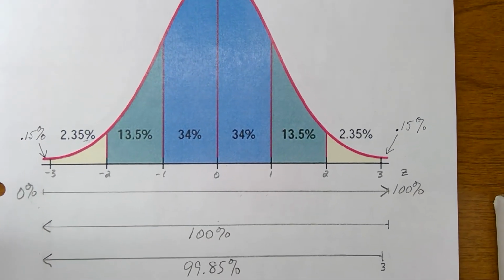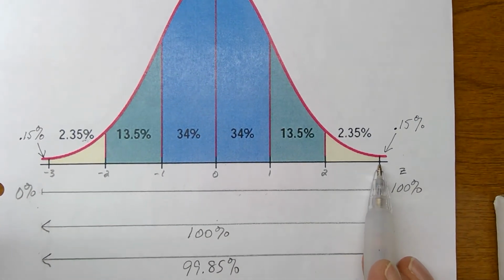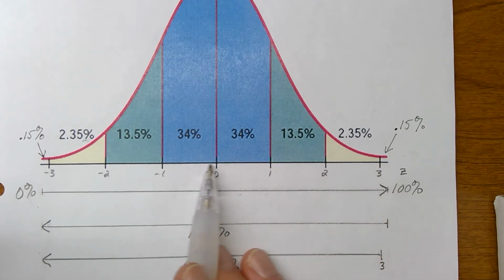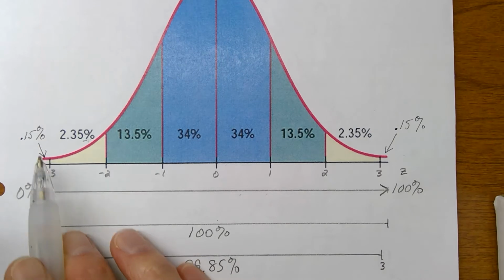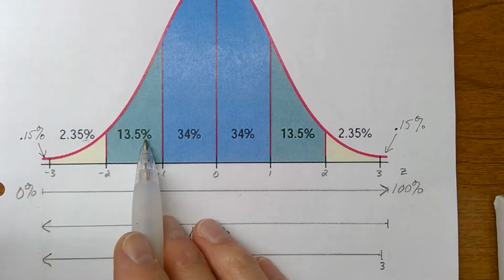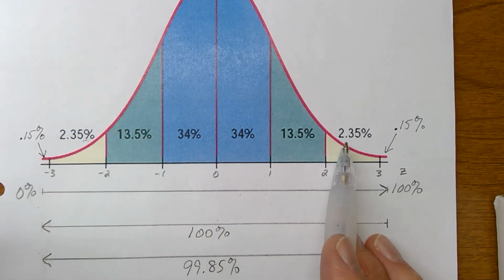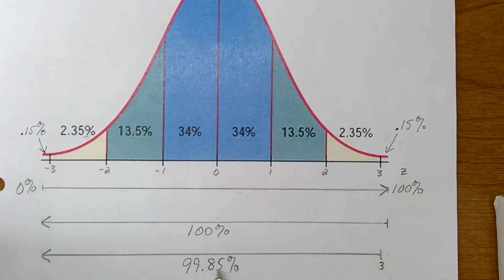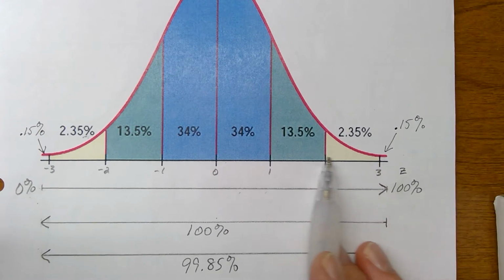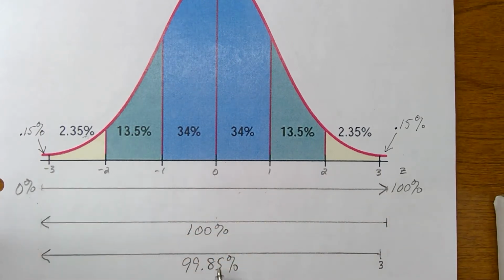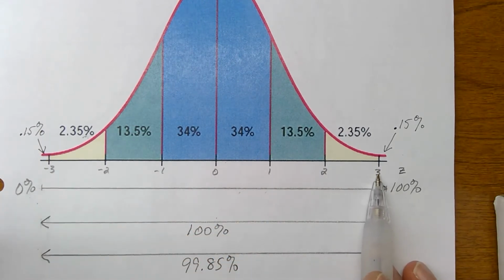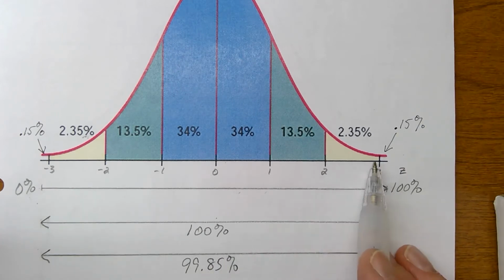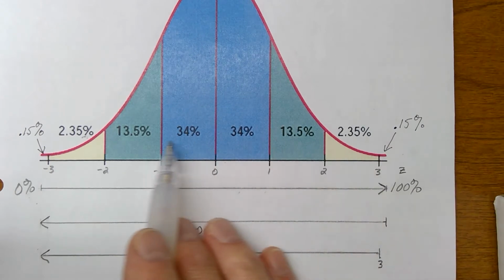Now what if I just go from 3? I'm not quite at the far right end here. What if I just go from 3 to the far left? Well, I could add these, this plus this plus this and this and this and this and the 2.35. I add those all up, I get 99.85%. That's from 3 to the left. And we're going to look these up in the table later. We're going to look up 3 in the Z table, and it's going to tell us it's pretty close to 99.85% of the people in the room are to the left.